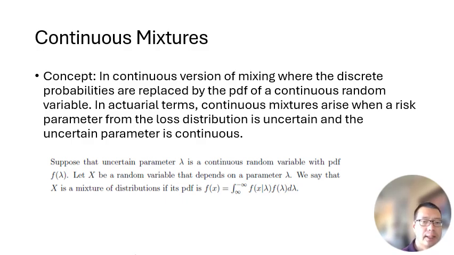Suppose that the uncertain parameter lambda is a continuous random variable with PDF f of lambda. Let x be a random variable that depends on a parameter lambda. We say that x is a mixture distribution if its PDF is fx equal to the integral from negative infinity to positive infinity of fx given lambda times f of lambda d lambda.